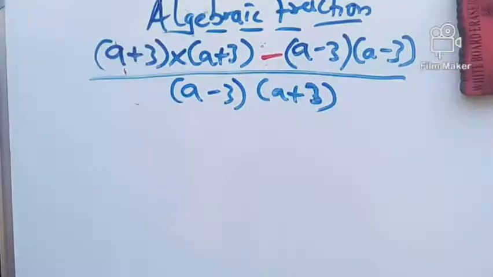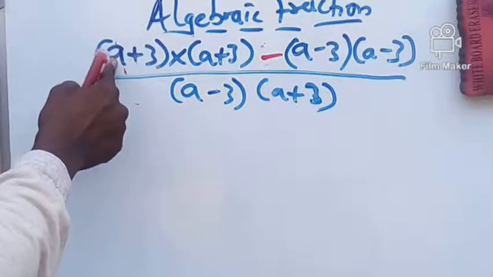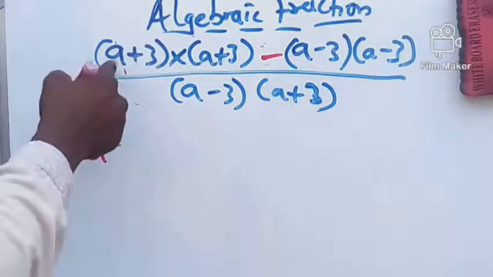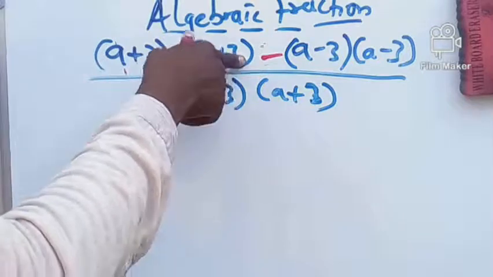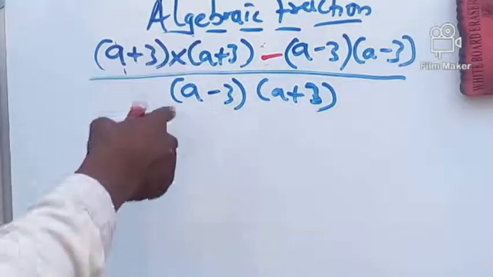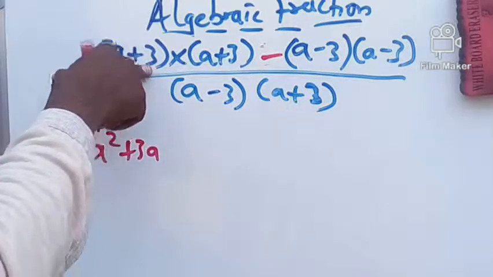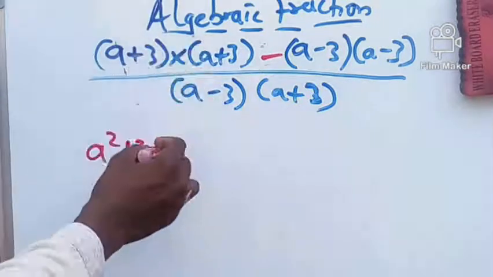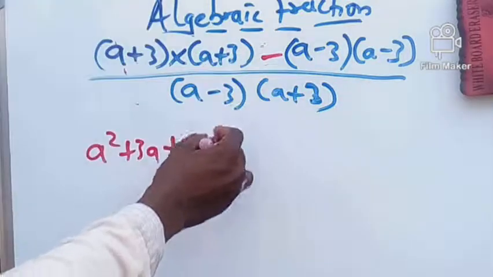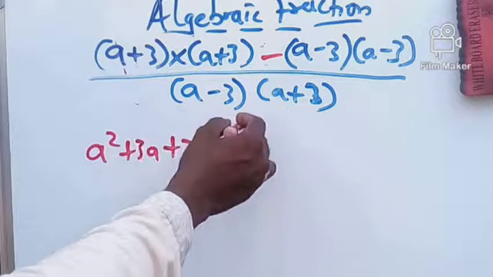So we start with the first process. Here we go, we have a multiplied by a, we have a multiplied 2 times, that's a squared. Then a multiplied by plus 3, you have plus 3a. We are done with the first process. Then the second process, we have 3 multiplied by a, we have what? Plus 3a. Then 3 multiplied by 3, we have what? Plus 9. So we are done with the expansion.